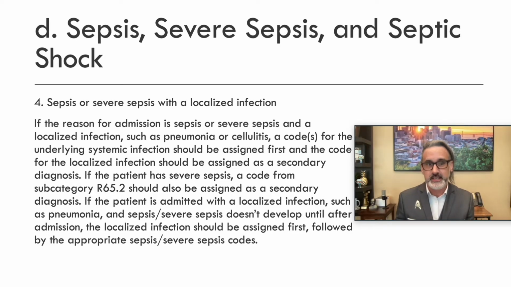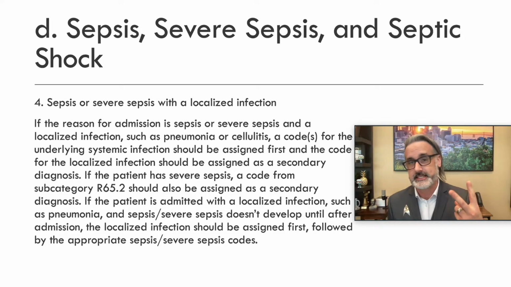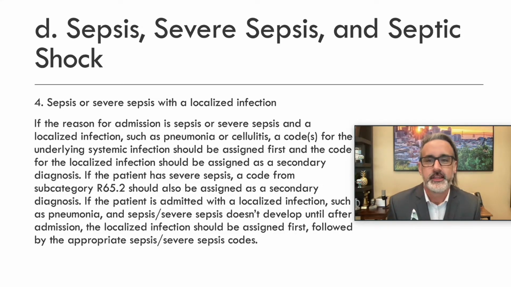So again, as far as sequencing, the code for the underlying systemic infection will always be going first, but then if the patient develops a localized infection, then that code would be listed second. And then followed by the R65.2 if that applies for the severe sepsis.